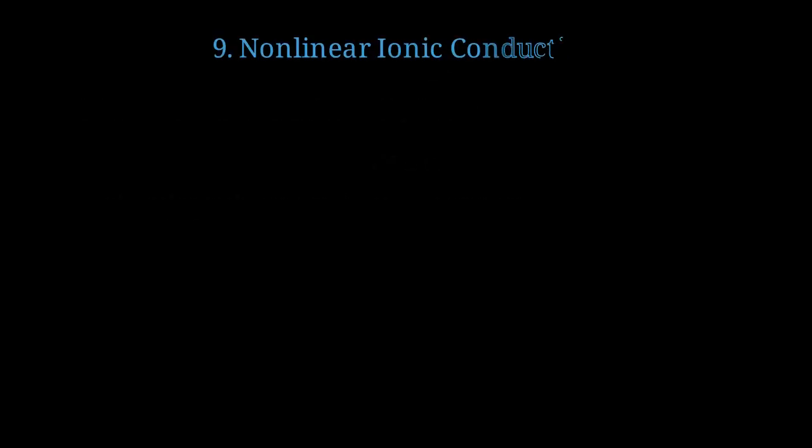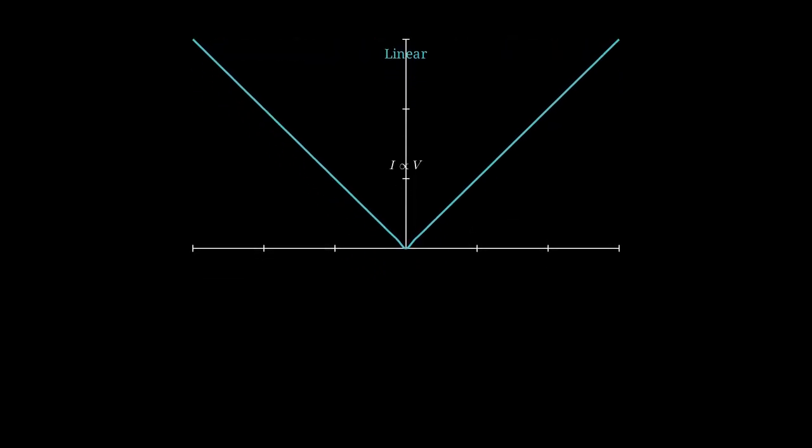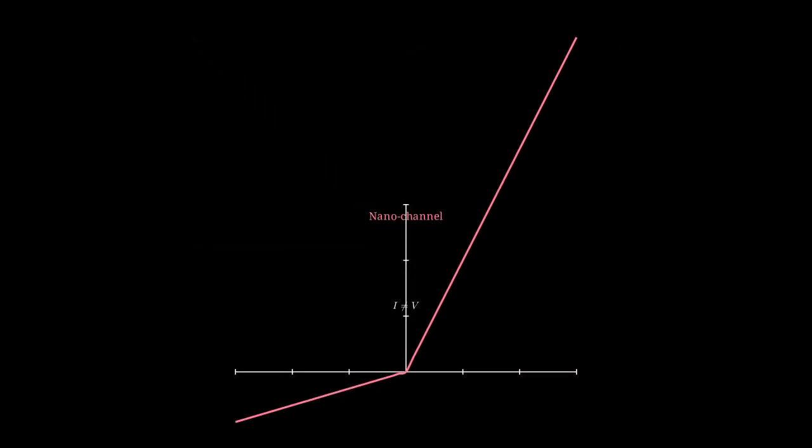Another fascinating phenomenon is nonlinear ionic conduction. In classical systems, we expect Ohm's law. Current is proportional to voltage, giving a straight line. But in nanochannels, we see strong nonlinearity, with different slopes for forward and reverse bias, demonstrating rectification. The current-voltage relationship becomes exponential, similar to semiconductor diodes.